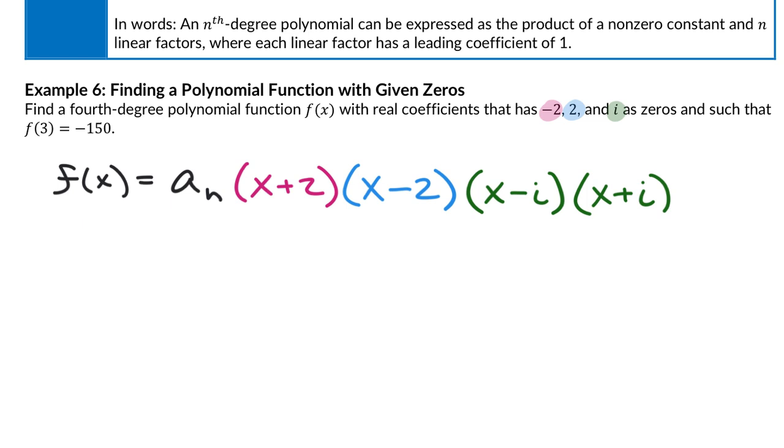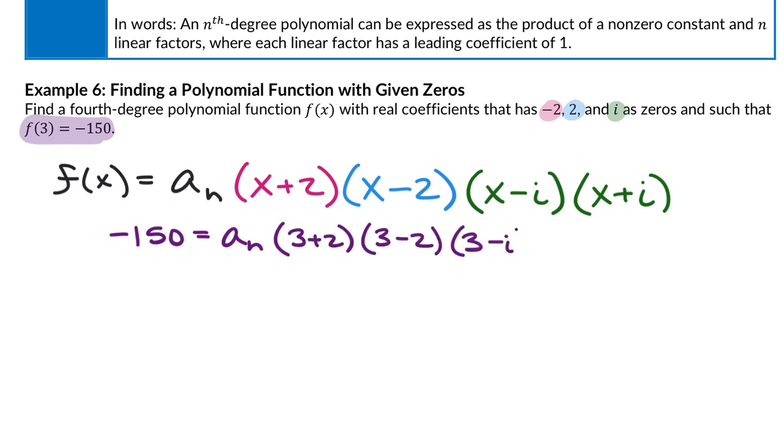The information I have to help me figure out a sub n is f of 3 equals -150. So what I'm going to do is take the entire function I just wrote, substitute the number 3 into the function and set it equal to -150. So it would look like this. -150 is equal to some number that I don't know, multiplied by 3 plus 2, multiplied by 3 minus 2, multiplied by 3 minus i, multiplied by 3 plus i.